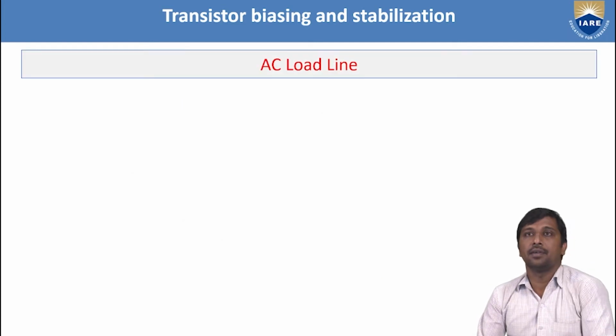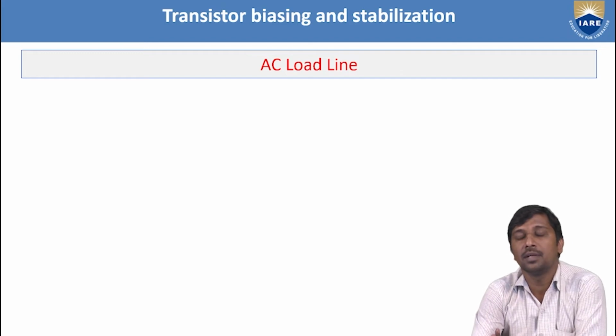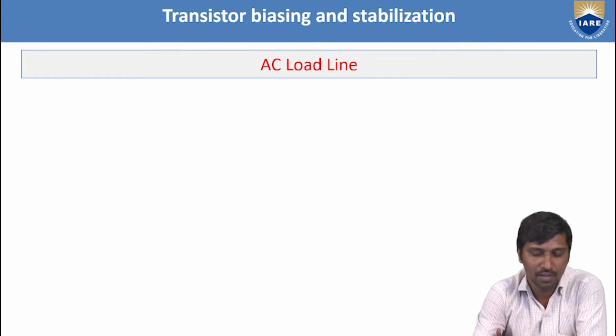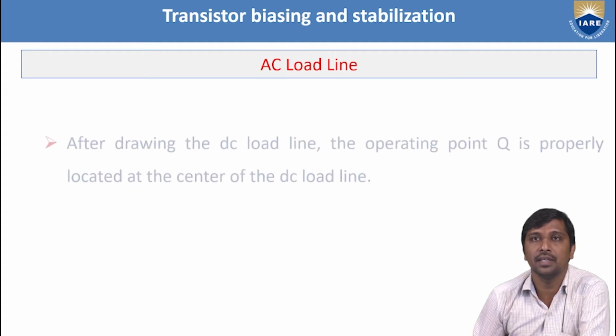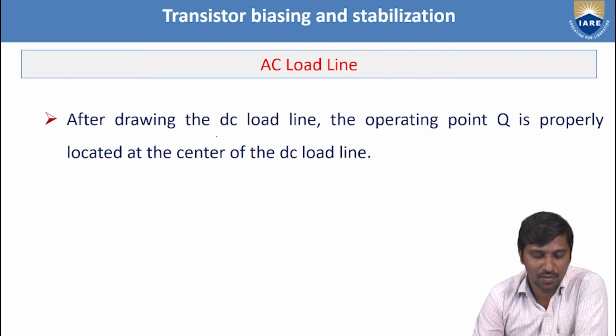Now, what is the importance of the AC load line? Up to this point, we observed that in the absence of an AC source, we identified the Q point under the DC biasing condition. Now we'll see the AC load line analysis. Now we are going to apply an AC signal. To determine this AC load line, first we need to draw the DC load line. Then we need to locate the Q point.